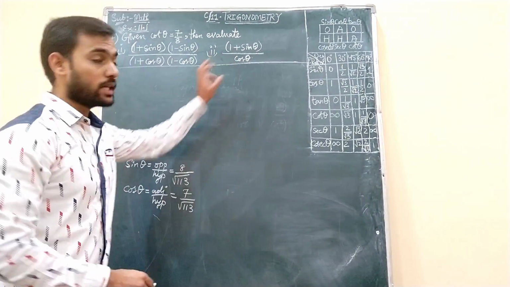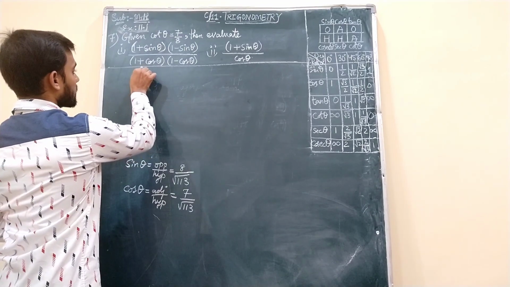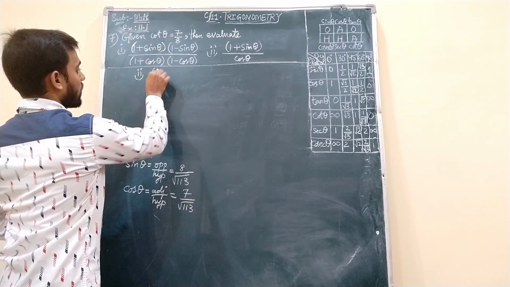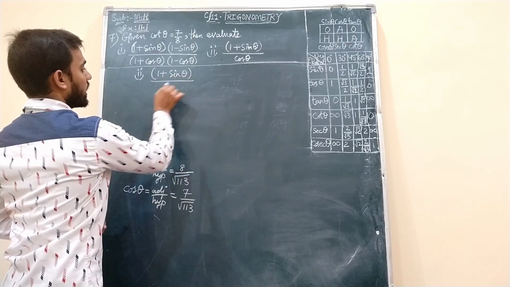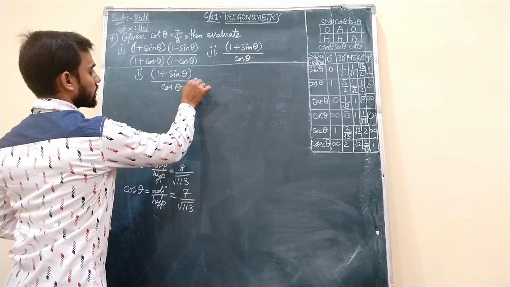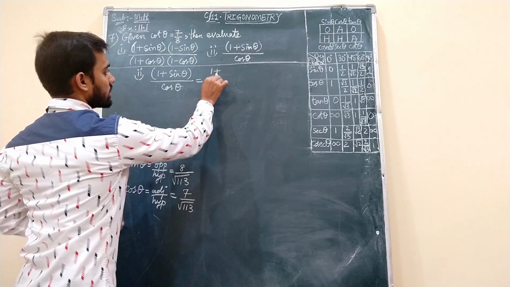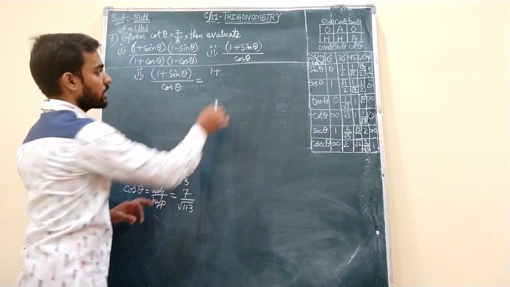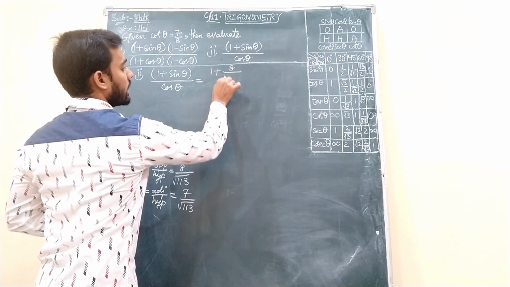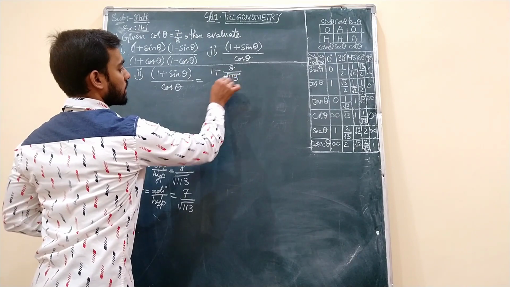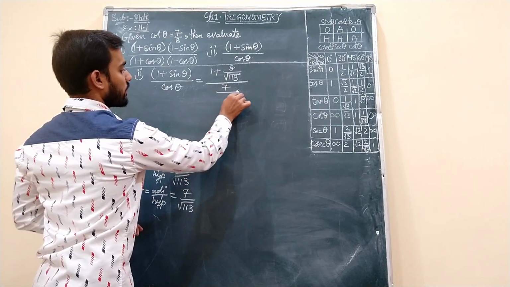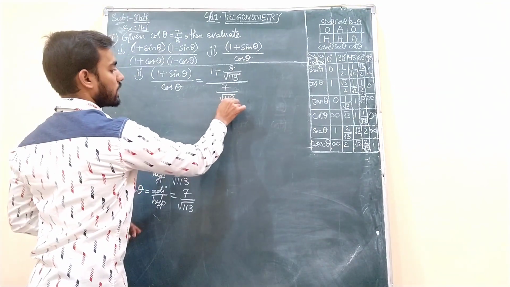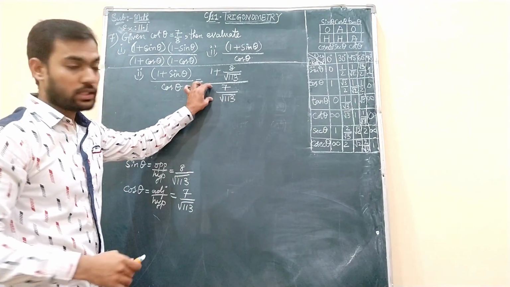Now the second value, guys. Second value is 1 plus sin theta divided by cos theta. So 1 plus, what is the value of sin theta? 8 divided by root 113, whole divided by cos theta, which is 7 by root 113. Denominator you don't have anything to simplify.